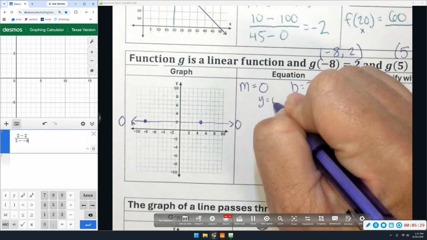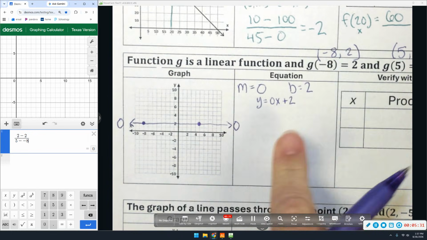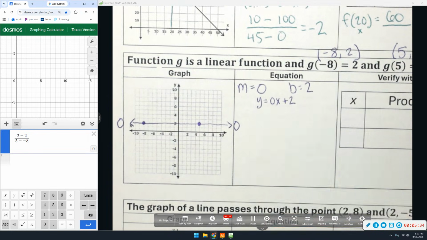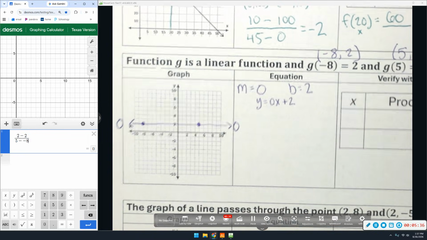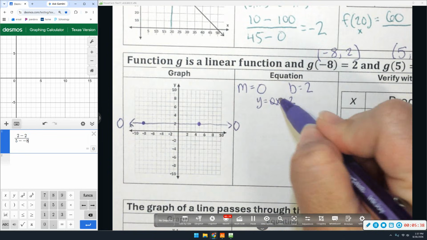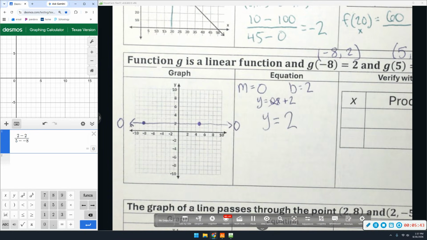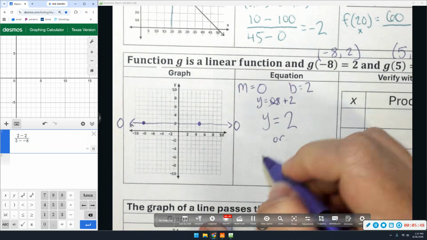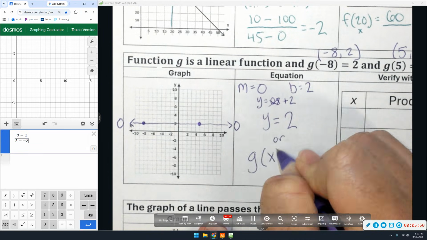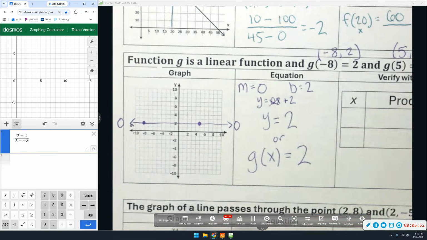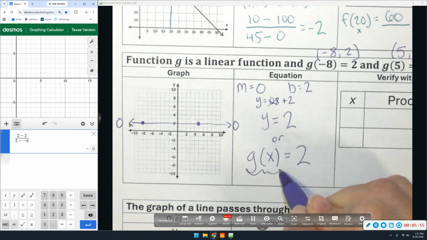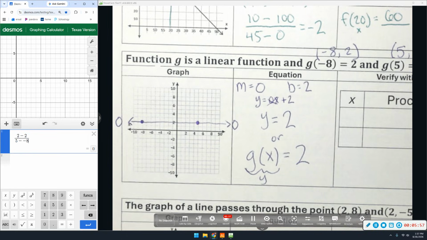If I write it, I can plug everything in. But do I have to do all of that? No, because what's 0 times x? What's 0 times anything? 0. So really that cancels out, and I just get y equals 2. Now, because they gave it to me in function notation, I want you to be aware that this could also be written as g of x equals 2. Remember, g of x is just a fancy way of saying y. The only time it's talking about x is when x is by itself. Okay?